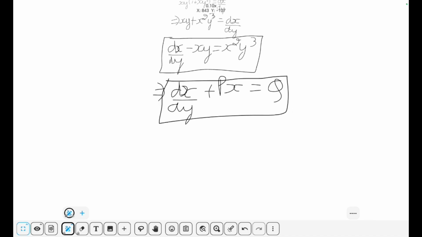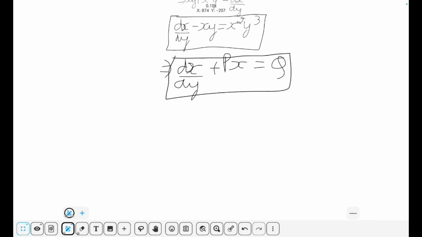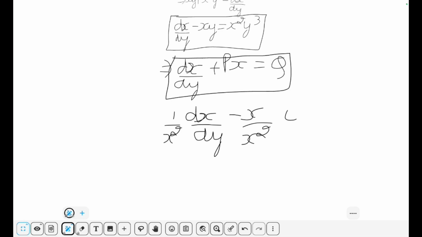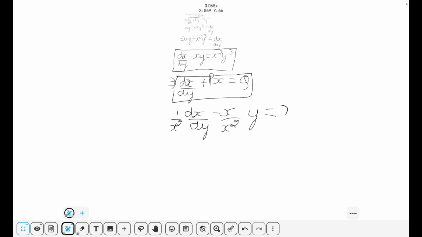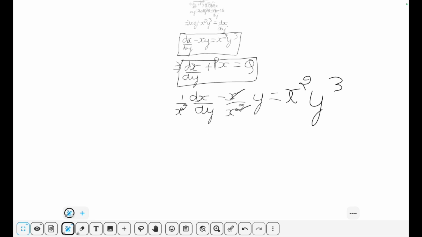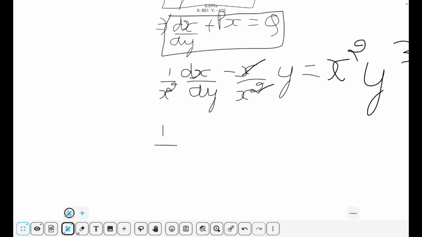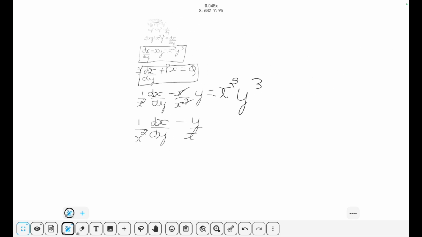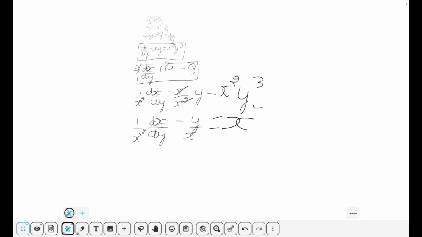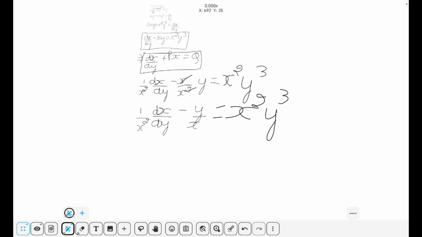So now let us simplify that. Dividing x² on both sides, we get 1/x² dx/dy minus x/x² into y equals x²y³/x². So x and x get cancelled out. Now 1/x² dx/dy minus y/x equals y³.